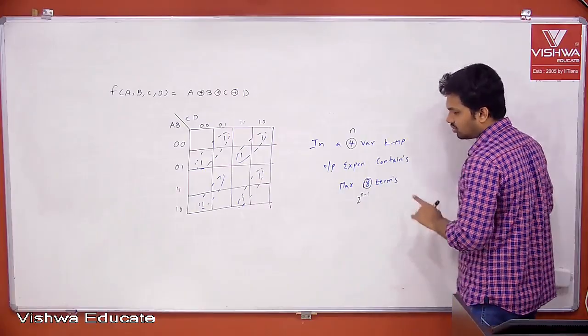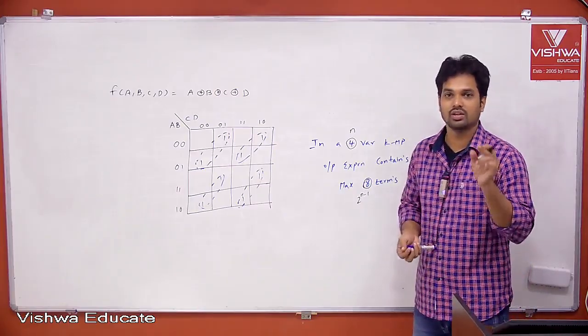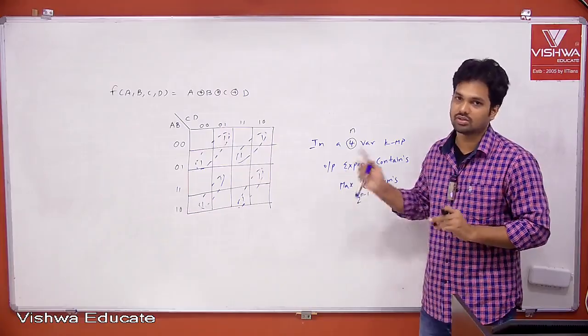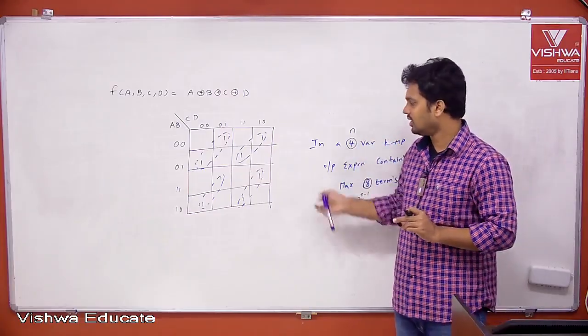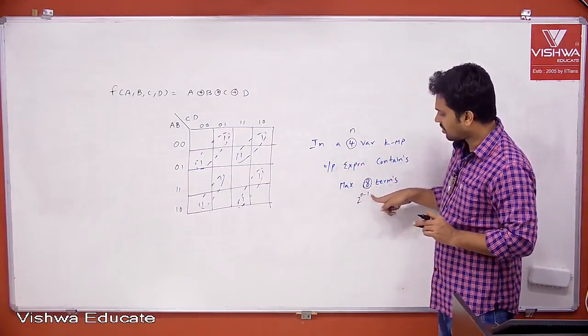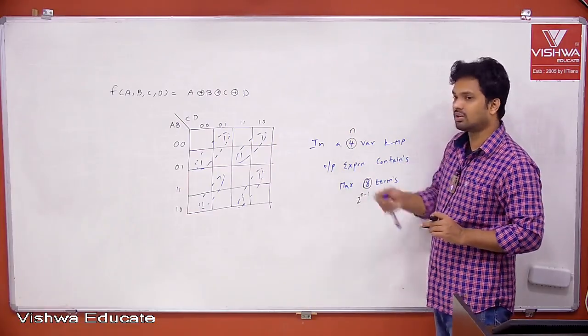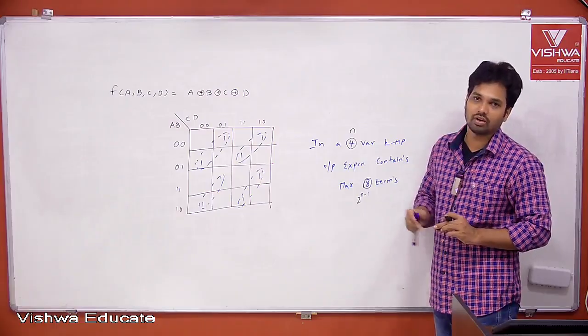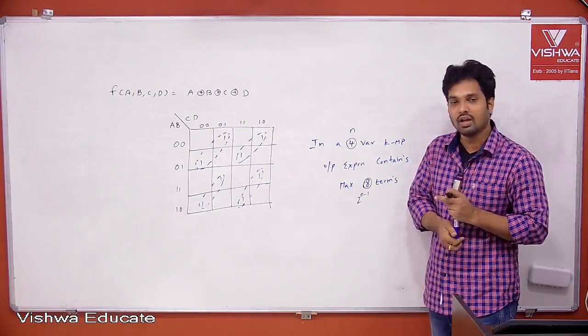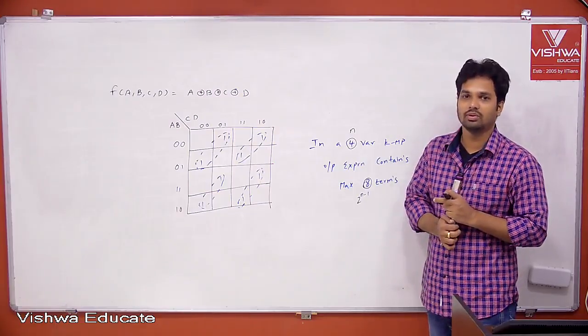You cannot have more than that, because if you do, it means you have missed something. For any function, the maximum number of terms in the output expression is 2 power n minus 1. So if it is a 3 variable K-map, 2 power 3 minus 1, you will get 4 terms in the output expression of any 3 variable K-map. Okay, copy it.